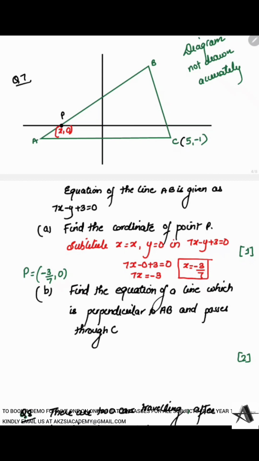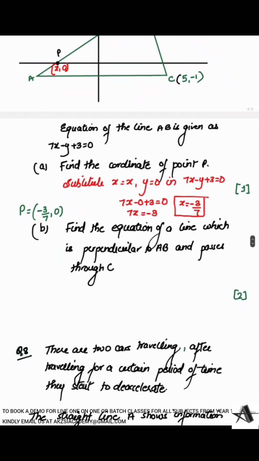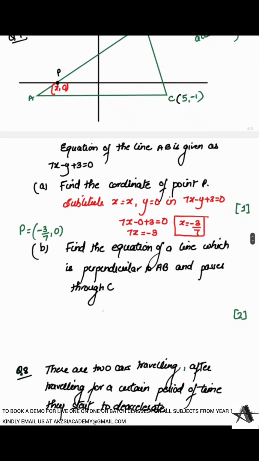Find the equation of a line which is perpendicular to AB and passes through C. We already know the equation of line AB, which is 7x minus y plus 3. What I need to do is just rearrange it. 7x plus 3 equals y. I brought y onto the right hand side and it gave me 7x plus 3 equals y. On comparing, I'll get gradient as 7. Gradient of this line.